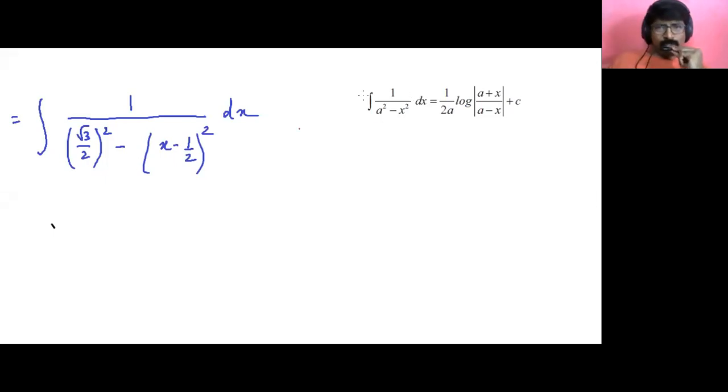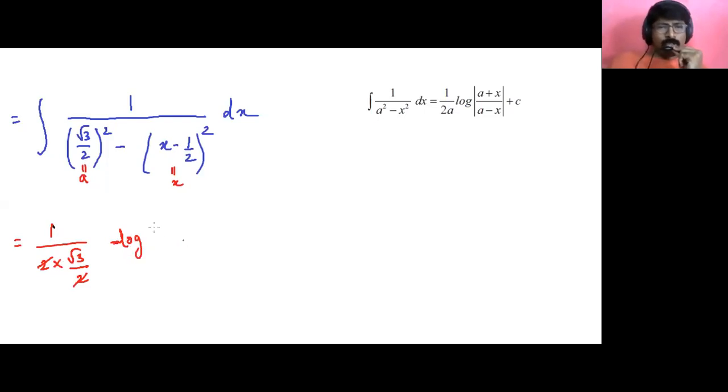So this is in this format, integration of 1 upon a square minus x square. This is a, this is a, and this is x, isn't it? Now we'll have to just plug the values. What will happen? 1 upon 2a, 2 into root 3 upon 2. You understood what is this a? Root 3 upon 2. Now many people just take 3 upon 4 and then the sum goes wrong. Are you understanding? So take very good care of all the signs and the numbers and the symbols, guys.